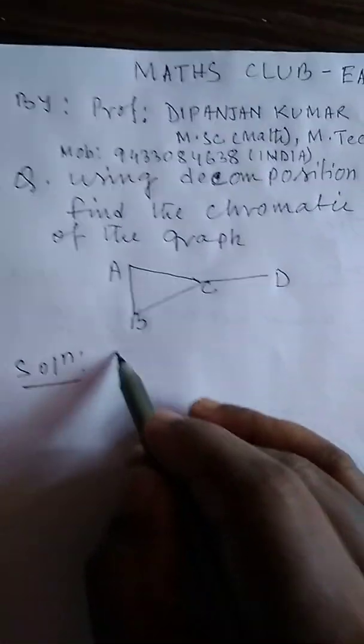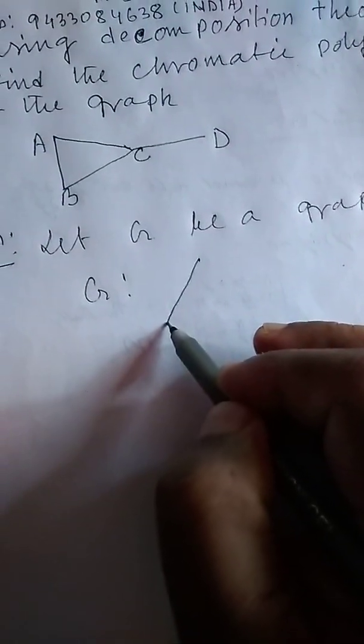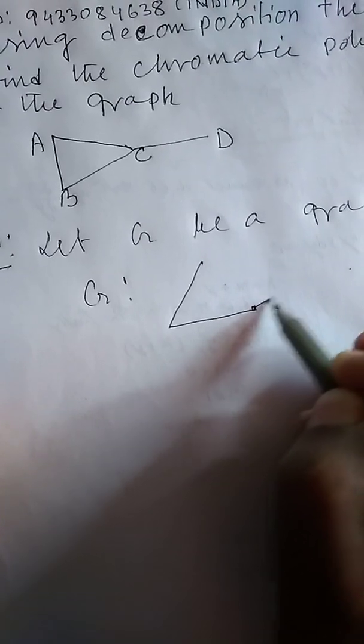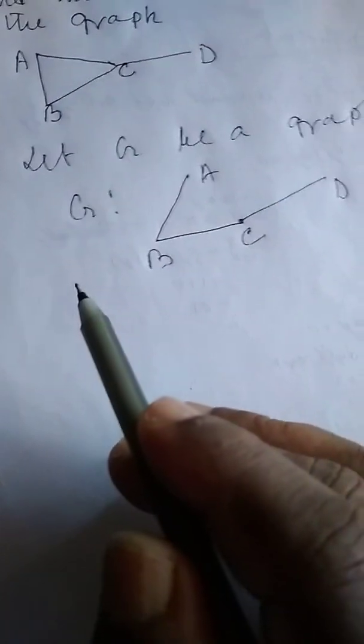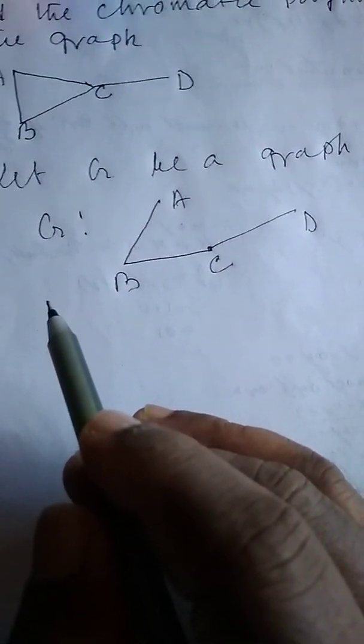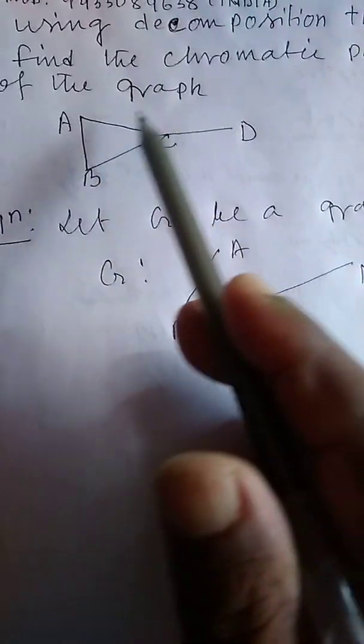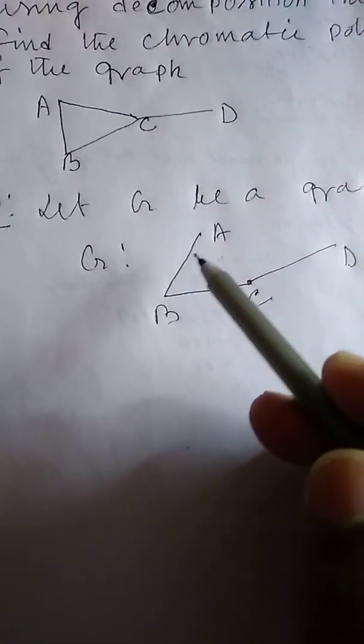Okay, so let G be a graph. This graph I have taken. This is A, this is B, this is C, and this is D. This is the graph G, okay? And you see, the non-adjacent vertices of G are A and C. I am taking this graph as G, not this graph. Be careful. We have to find the chromatic polynomial of this graph, okay? So this is the graph I am taking as G.